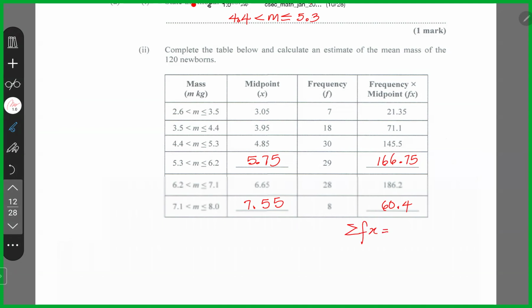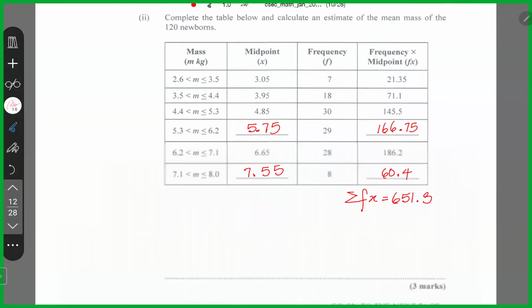So I'm adding everything to the right. We have 21.35 plus 71.1 plus 145.5 plus 166.75 plus 186.2 plus 60.4, and I'm getting 651.3.